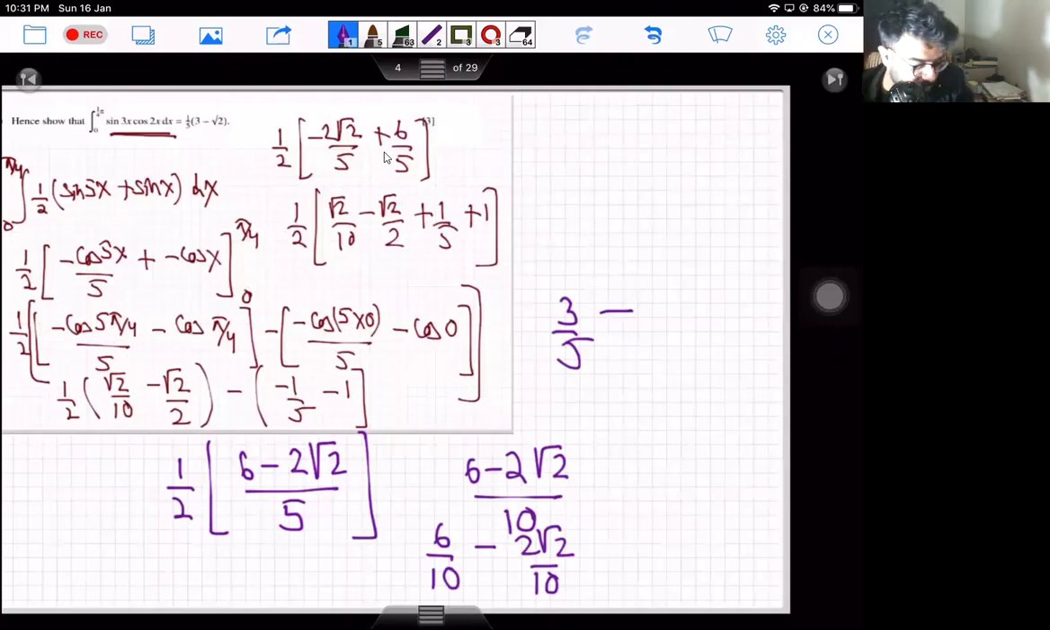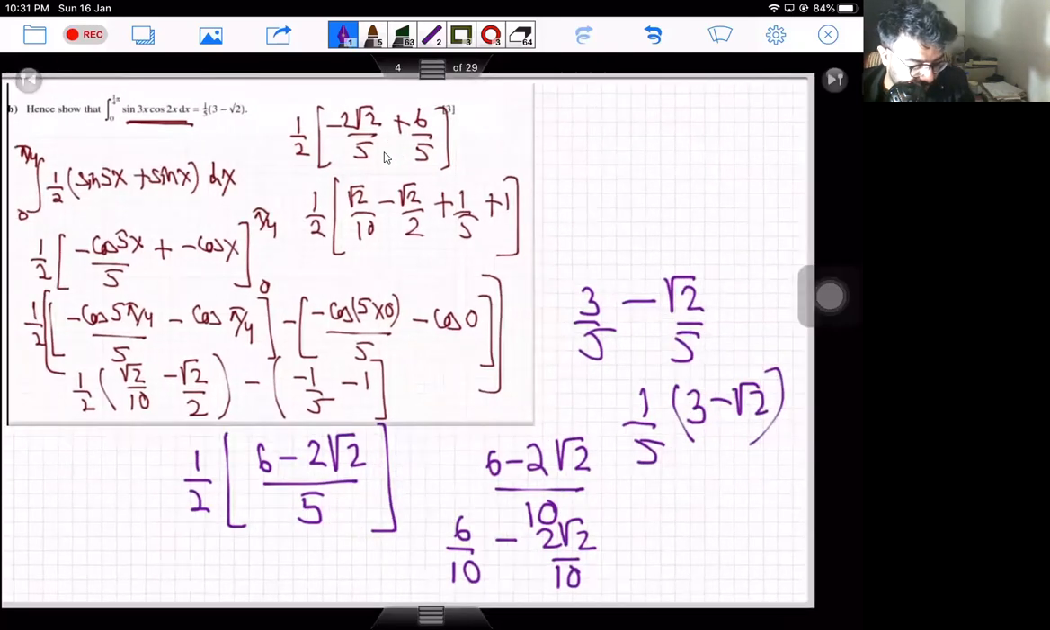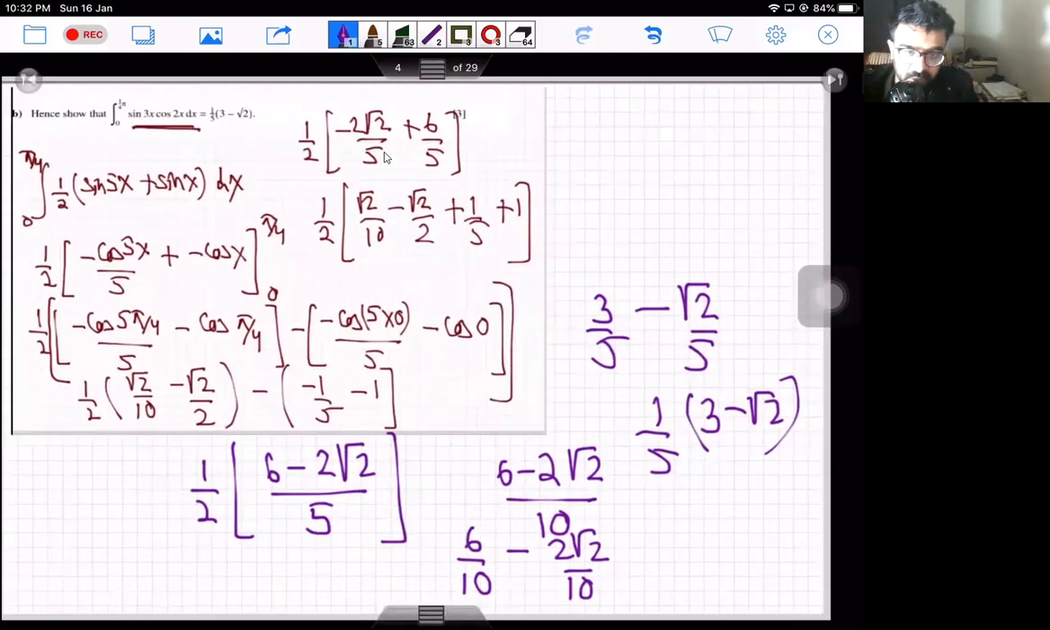This is root 2 over 5. So what we can do, we can take 1 over 5 as a constant term outside, and then it is multiplied by 3 minus under root 2. And this is the exact form in which your answer is required. And this part was also worth 3 marks. This was question number 6.